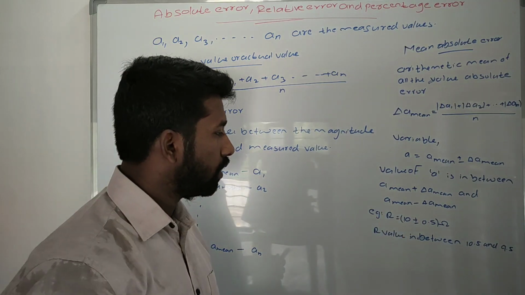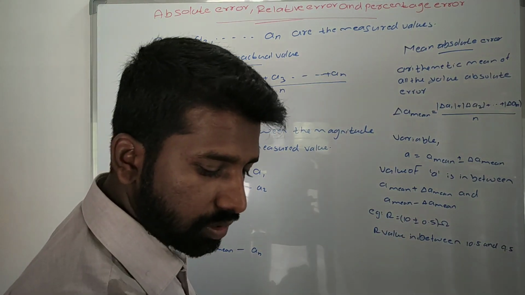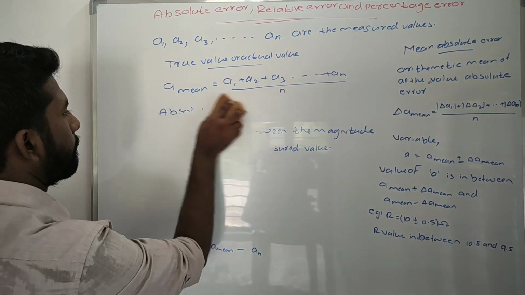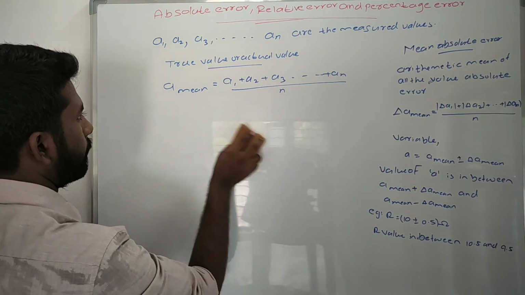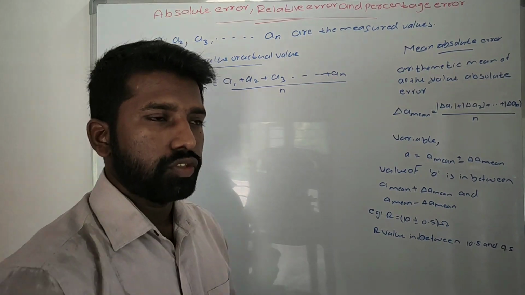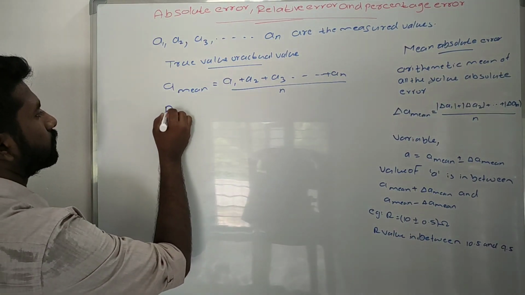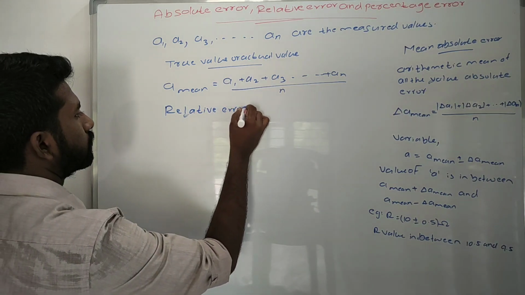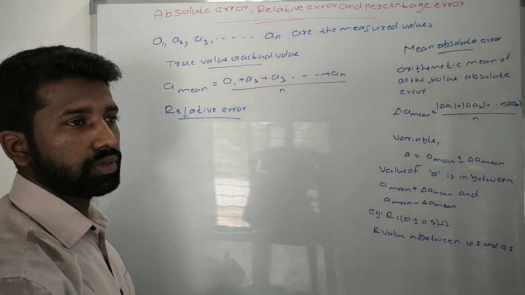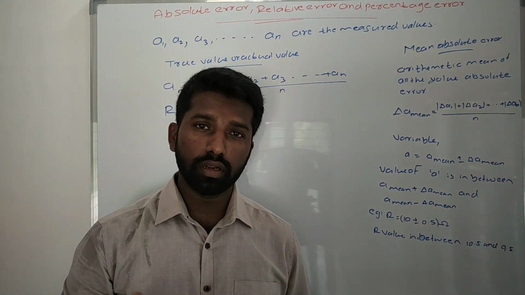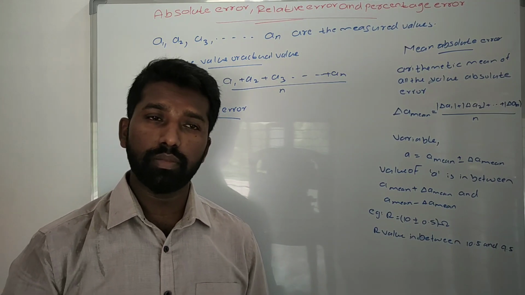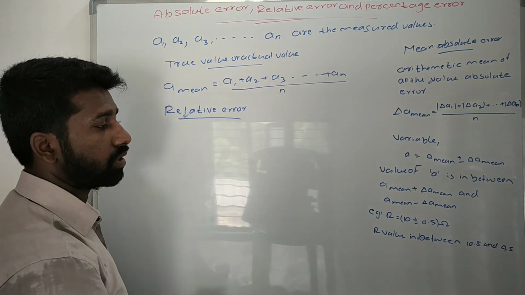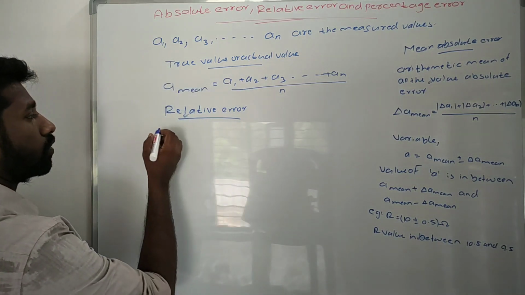Now we will see the relative error. Relative error means the error is related to the measured value. That means relative error is the ratio of the mean absolute error and the mean value, or true value.